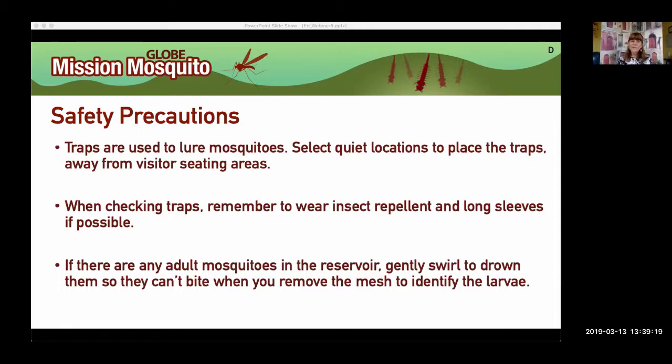When checking traps, remember, if possible, to wear your insect repellent and your long sleeves, because of course you may have some adult mosquitoes hanging around. Now, if there are any adult mosquitoes, if they have managed to hatch, all you have to do is swirl your water around and just kind of drown them. And then you can remove this mesh top and go ahead and do your sampling and try to identify your larvae. Next slide.